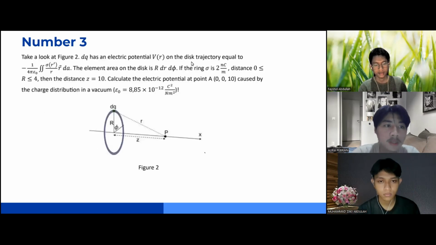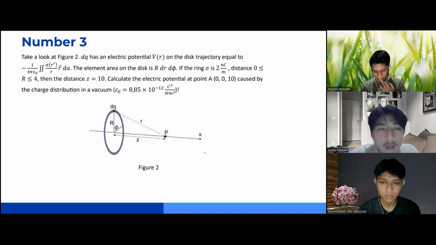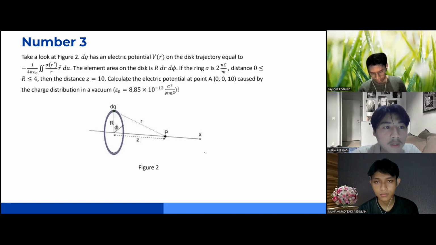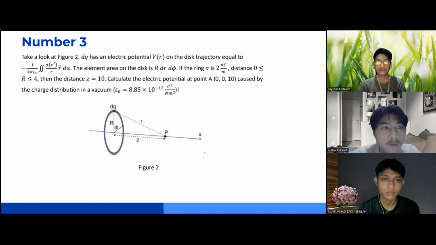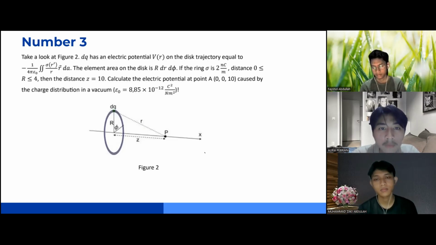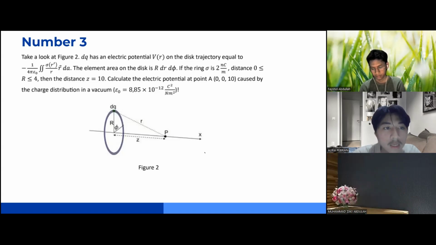Okay, next, number 3. Take a look at figure 2. The charge element has an electric potential V on the disk trajectory equal to 1 over 4π ε0 times the double integral of σ dA over R times the vector R. The element area on the disk is R dR dθ. If the disk's σ is 2 nC/m², the distance 0 is less than or equal to r, less than or equal to 4, and the distance z equals 10.